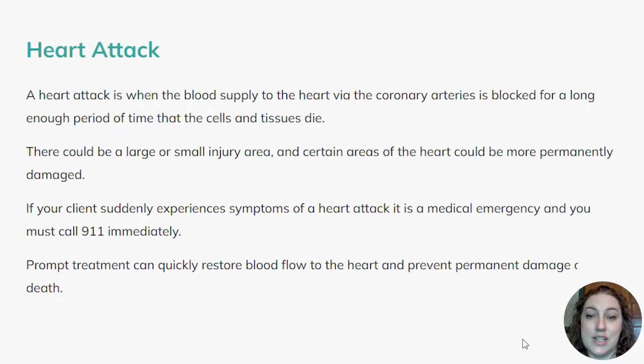A heart attack is when the blood supply to the heart via the coronary arteries is blocked for a long enough period of time that the cells and the tissues die. This could be a large or a small injury area, and certain areas of the heart could be more permanently damaged. If your client suddenly experiences symptoms of a heart attack, it is a medical emergency and you must call 911 immediately. Prompt treatment can quickly restore blood flow to the heart and prevent permanent damage or death.